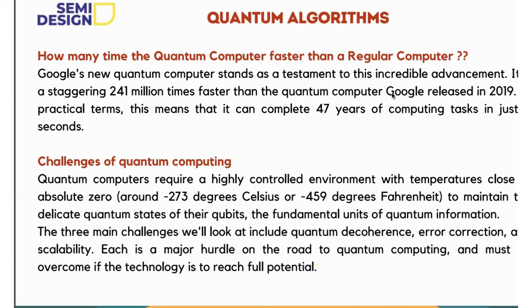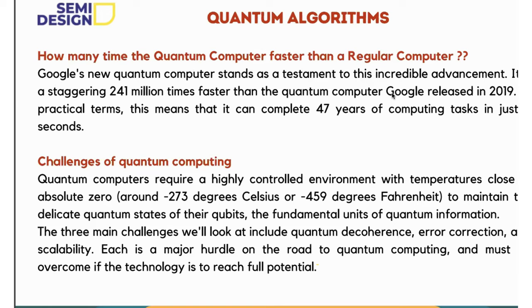Whenever we are using atomic level, first of all we need to keep a constant, very low temperature to use the atom, otherwise it will always move within the system, right? So it would collapse. Those are the major reasons for quantum computing limitations. So how many times is it faster? 241 million times faster than the classical computer, whatever they designed at the start.